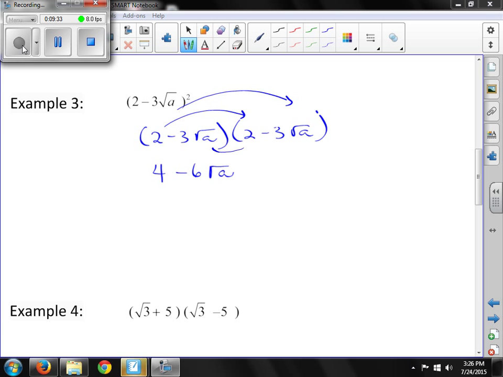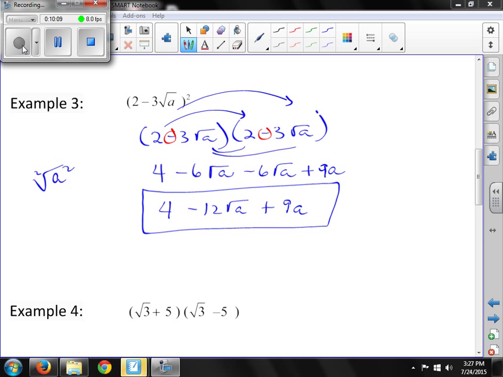And then I'll do the inside and the last. The inside would give me minus 6 square roots of a. The last, I have a negative times a negative, which gives me a positive 9. And the square root of a times the square root of a gives me the square root of a squared, which becomes a. So combining the like terms, I'll have 4, negative 6 and negative 6 would give us negative 12 square roots of a plus 9a.